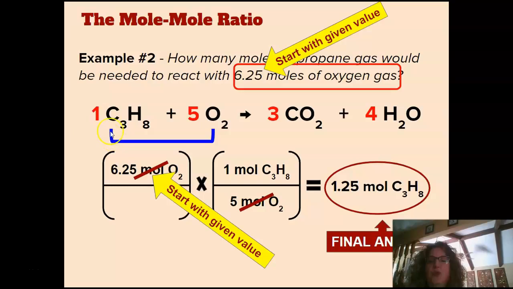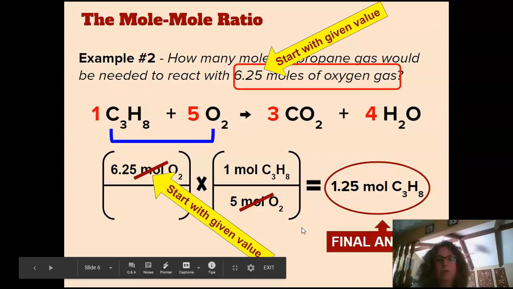These are the two pieces that I want to look at for my conversion factor. 5 moles of oxygen goes on bottom so that my units will cancel, and the 1 mole of propane goes on top. I have 1 mole of propane because the number in front of propane in the equation was 1. When I do the math, 6.25 times 1 divided by 5 is 1.25 as my final answer.